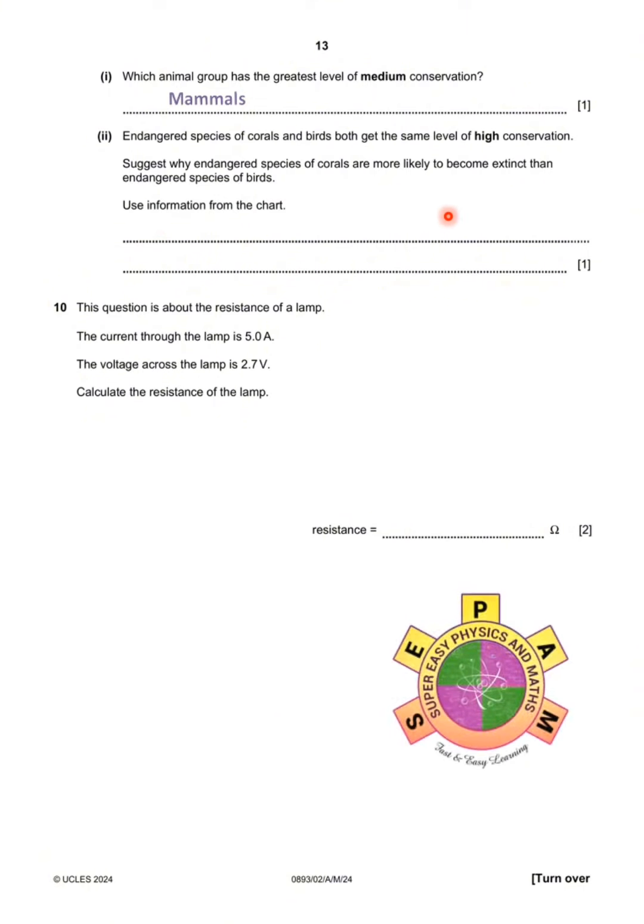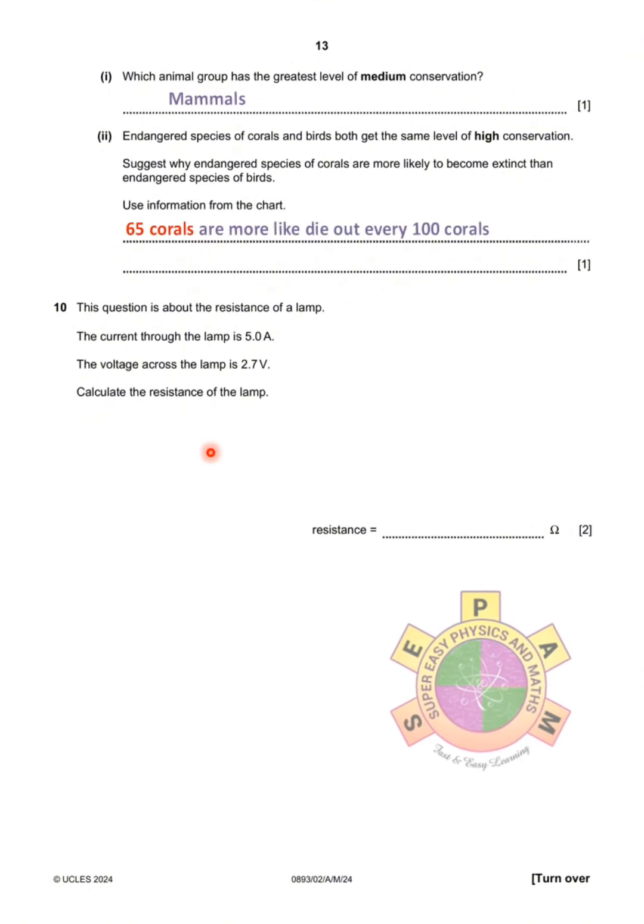Use the information in the chart. So when you compare it, you know that 65 corals were more likely to die out of every 100 corals, compared to 43 birds which are more likely to die out of every 100 birds. Because of this, the number of birds that will die is less than the number of corals that will die out of every 100, which is shown on the diagram given to us. So by comparison, you are able to get this answer.